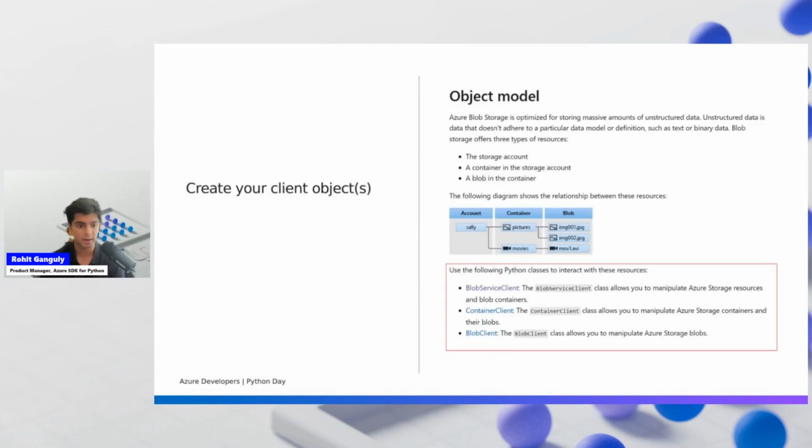Next, depending on what service you're working with, you'll want to create a client for it. And some services have several clients. For example, here is Blob Storage, and there are 3 different clients that you can use to interact with it.